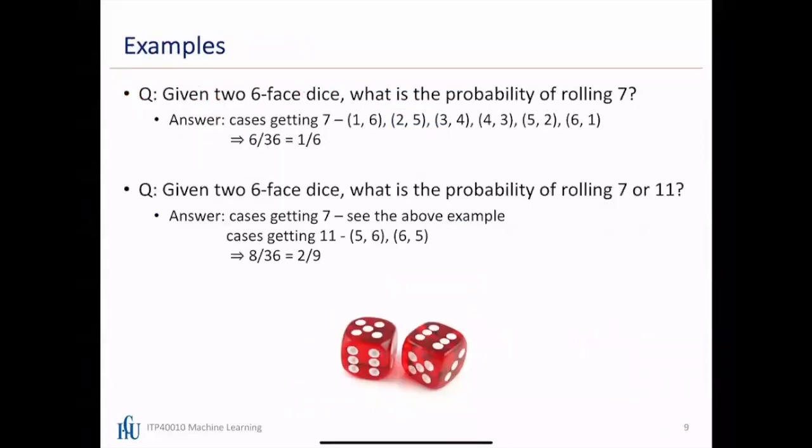Here comes a simple example where we're playing with probability. We're given two 6-face dice. For the probability of rolling 7, there are 36 different combinations if you roll 2 different dice. Out of the 36 combinations, these are all the possible combinations that make 7. So you simply count the number of possible events and divide by 36. And this is your probability. This is something we have done since middle school, so it's straightforward.